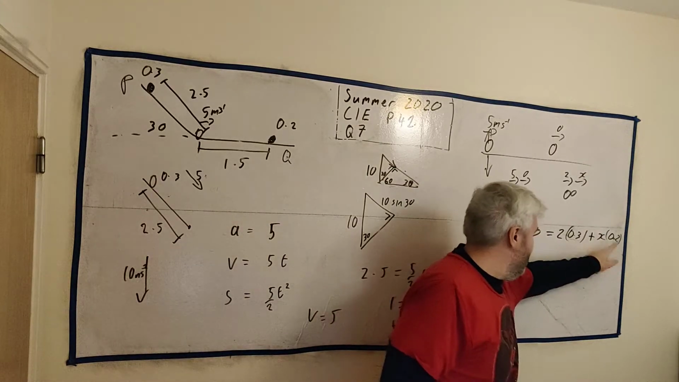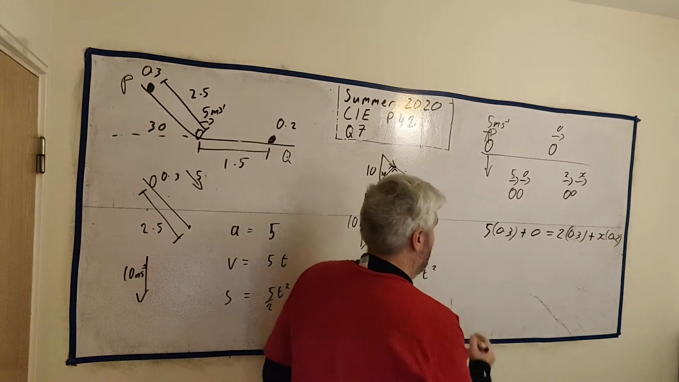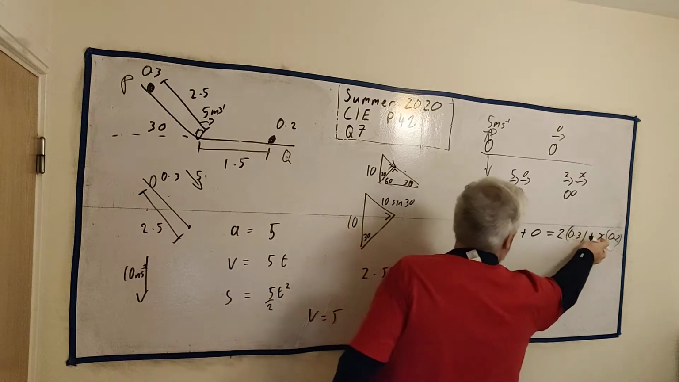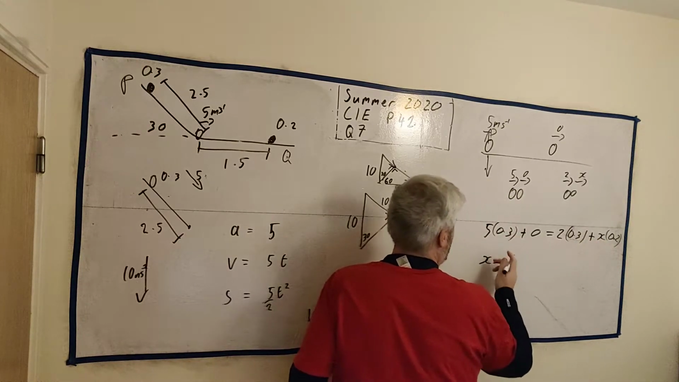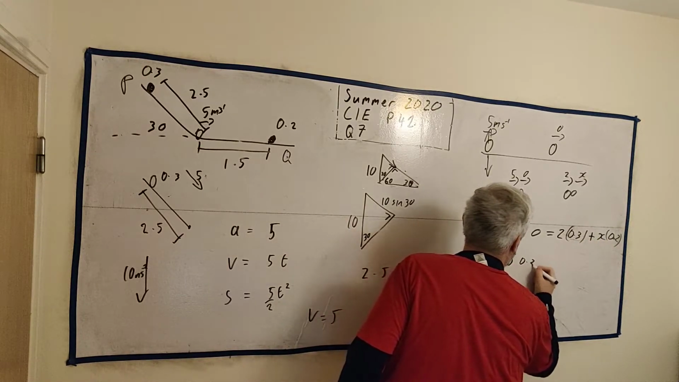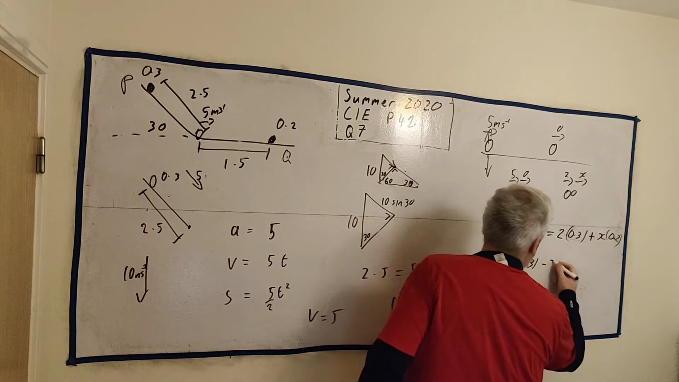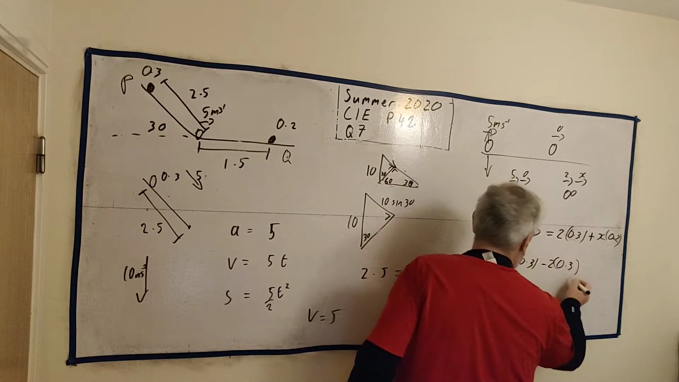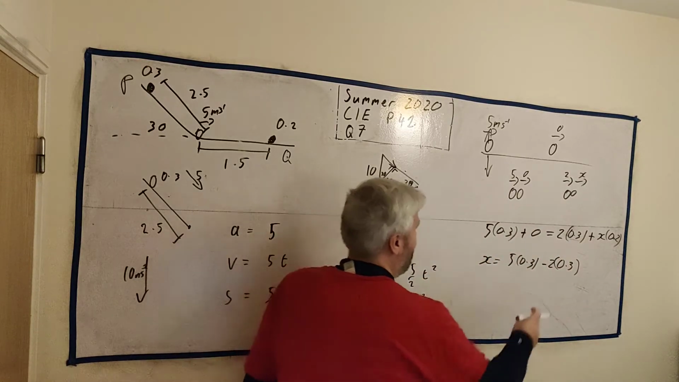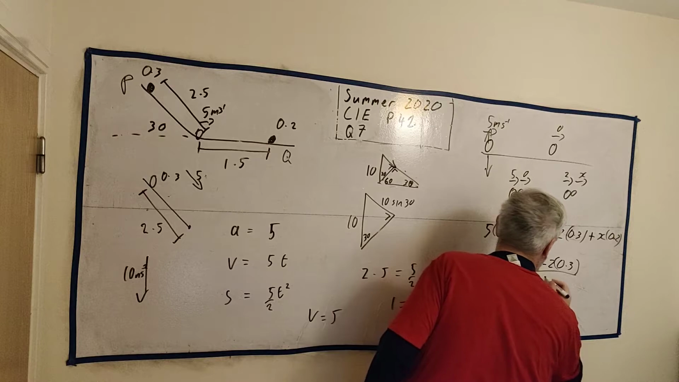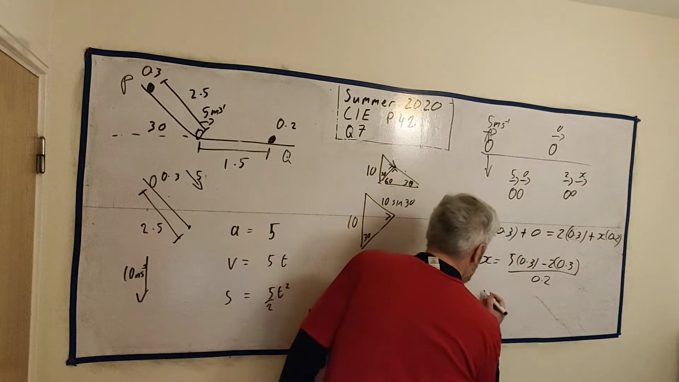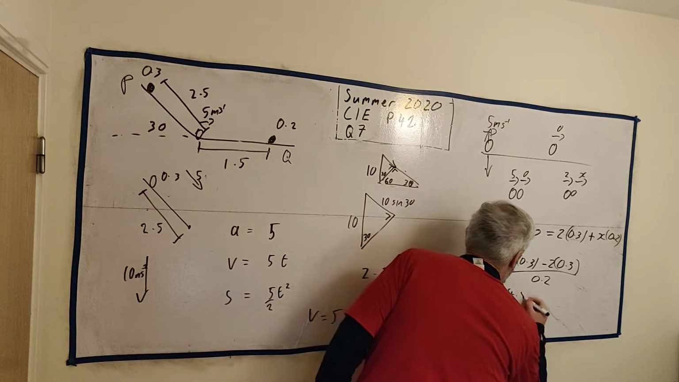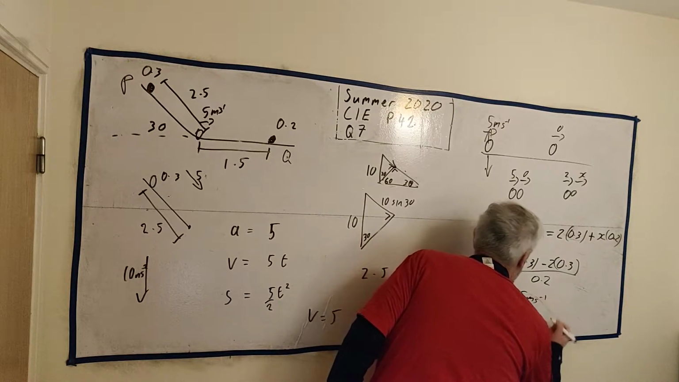These are all just simple numbers except the x. Just rearrange it. We will get x is equal to, let's see, 5 multiplied by 0.3 minus 2 multiplied by 0.3. Is that right? Yeah, it is. Okay. And then we'll divide it all by 0.2. And if you put that into a calculator, you will get 4.5 meters per second.